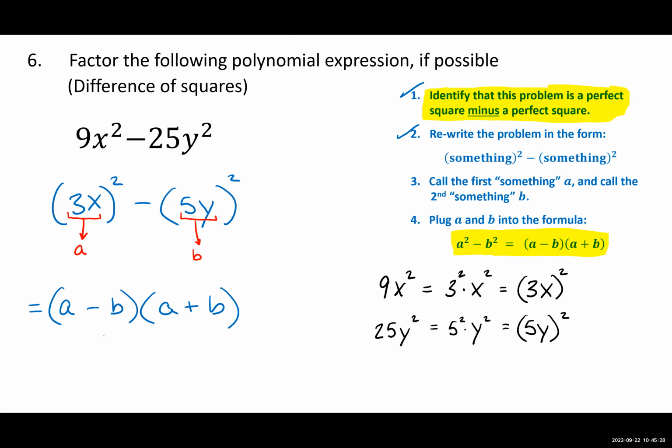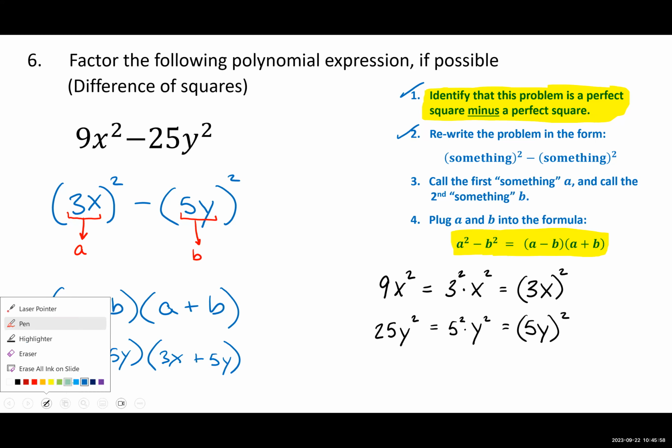The a and the b in this specific problem: the a is the 3x. So you go to the formula and you replace the a with 3x, and you replace the b with 5y. So (3x minus 5y) times (3x plus 5y). And that would do it.